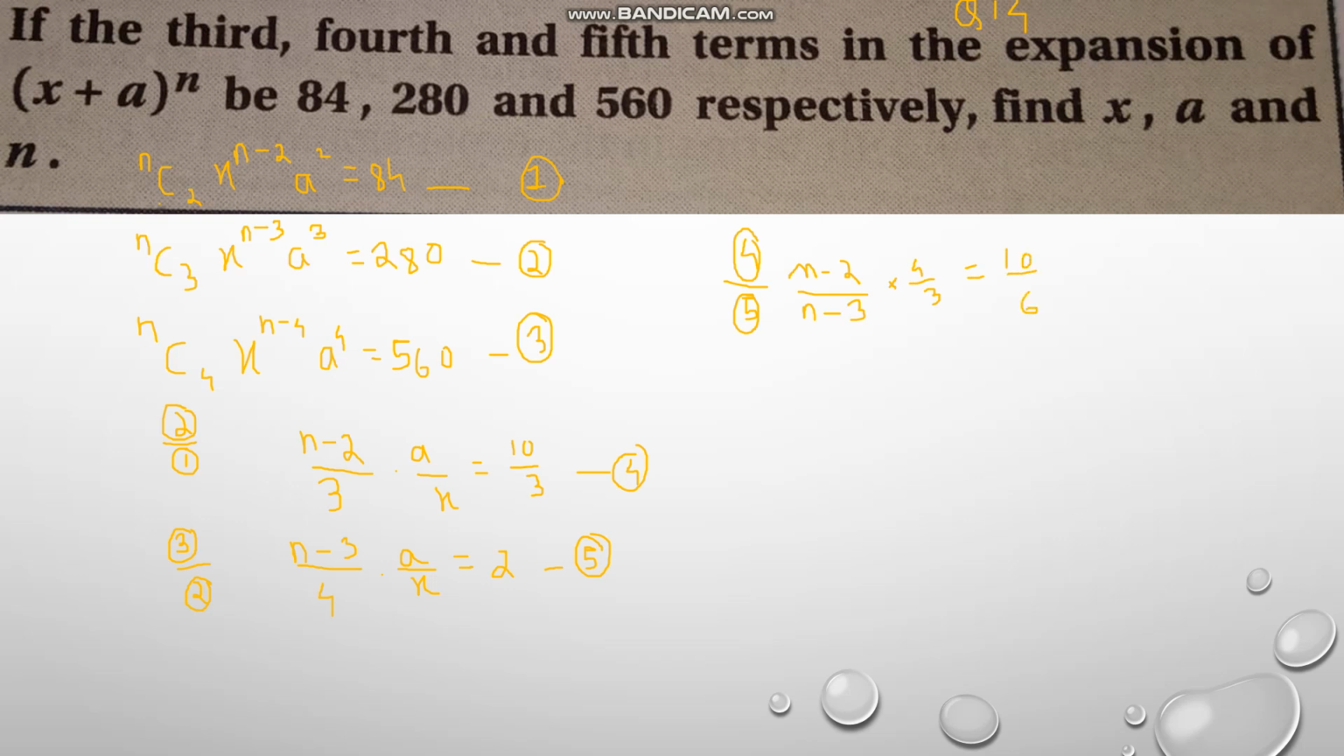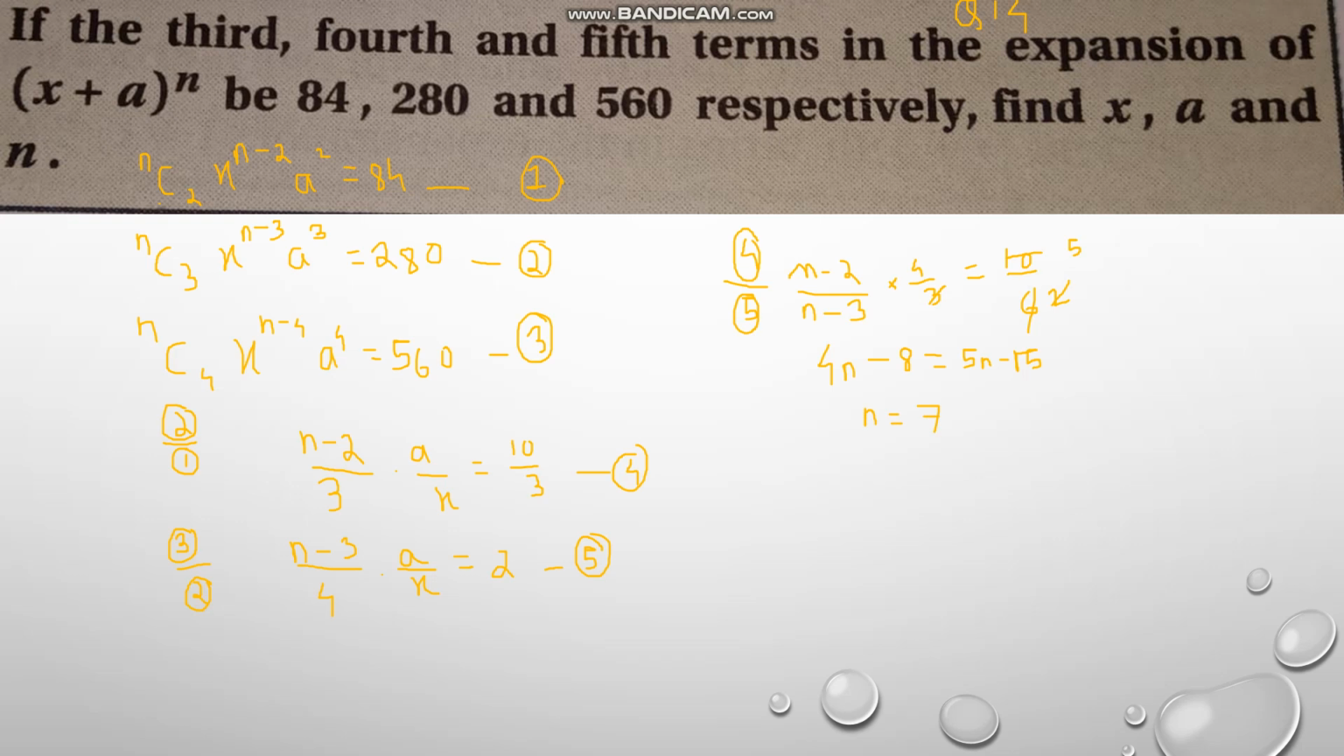10 by 6, right? Now this cancels with this as 2, this cancels with this as 5. So what will be? 4n minus 8 is equal to 5n minus 15, which gives n equals 7. We got the value of n. Now it's a bit simpler.